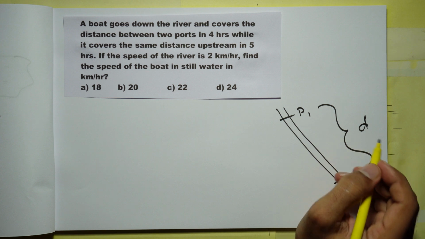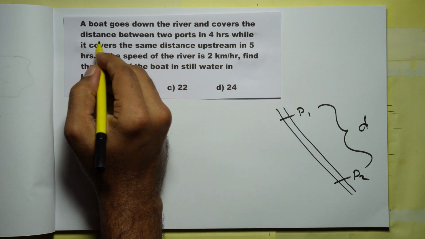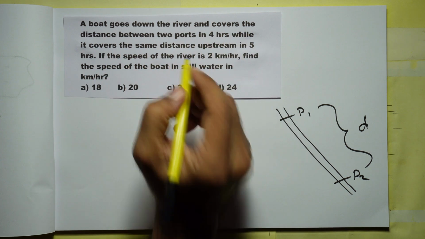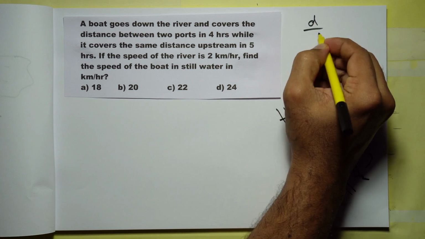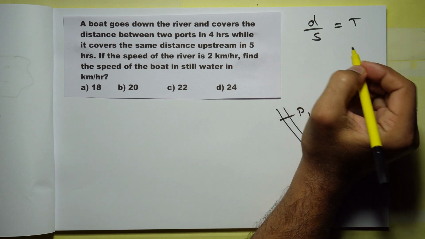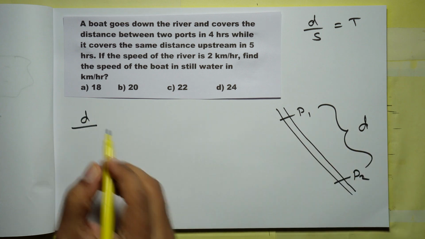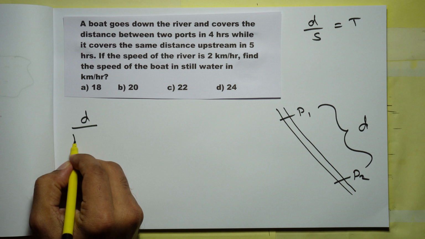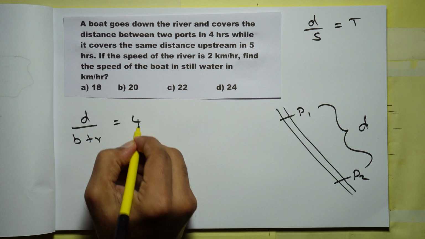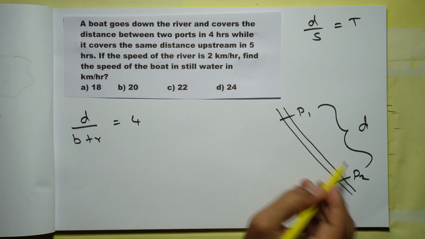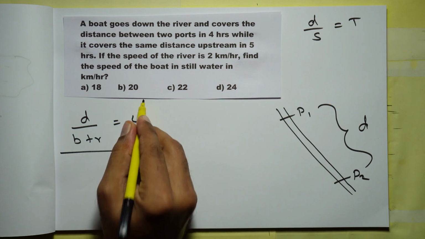So first we'll form the equation for downstreaming. A boat goes down the river and covers the distance between two ports in 4 hours. Time required to cover this distance is 4 hours. So you have the basic formula, distance by speed gives you time. This is a basic formula. So the distance between the two ports, we'll take as d. Now when you are downstreaming, effective velocity is b plus r, and the time required is given as 4 hours. So this is the first equation that we have.